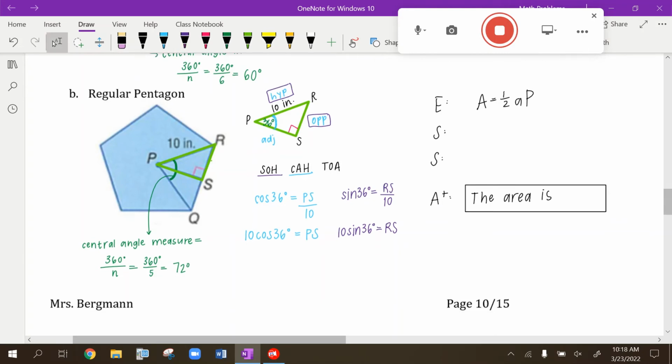Now I know that PS is the apothem, so this is the length of the apothem. You can just leave it like this and plug it all into your calculator at once. I still need to find the perimeter in order to use my equation.